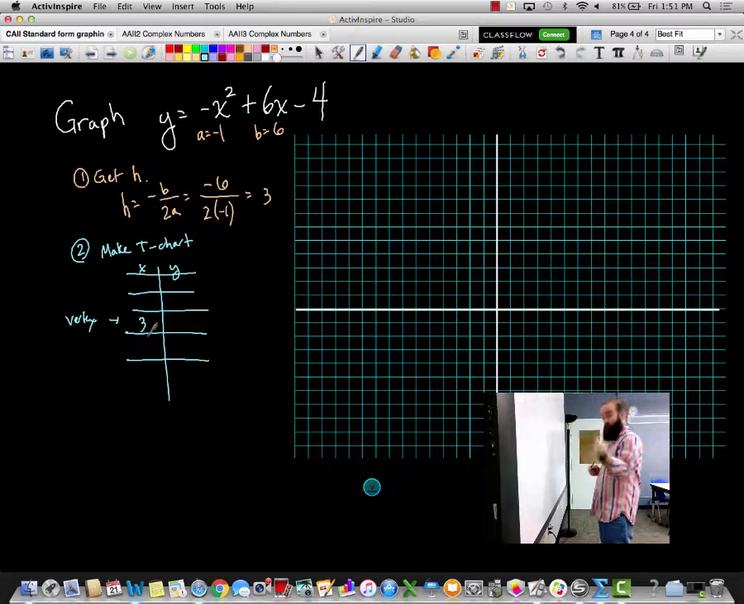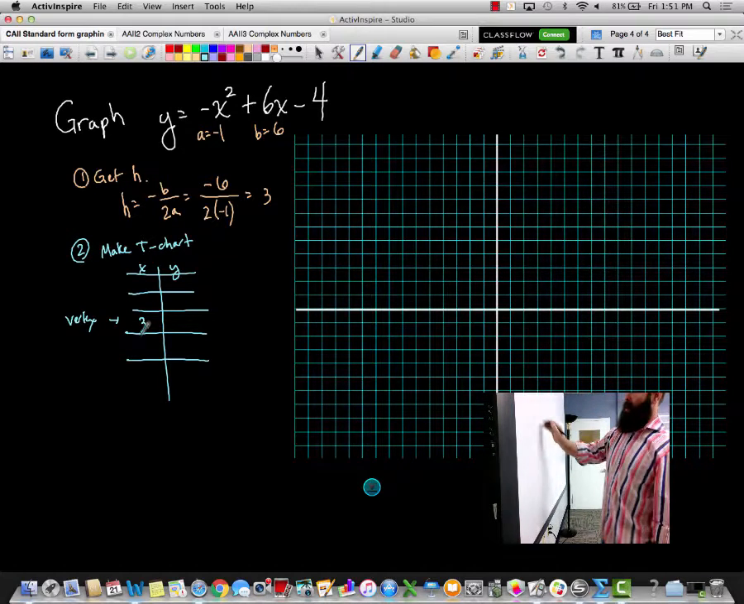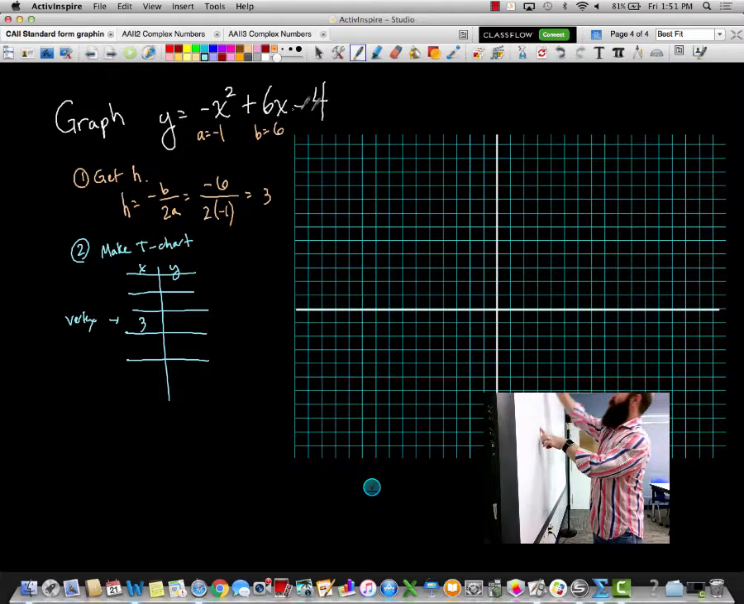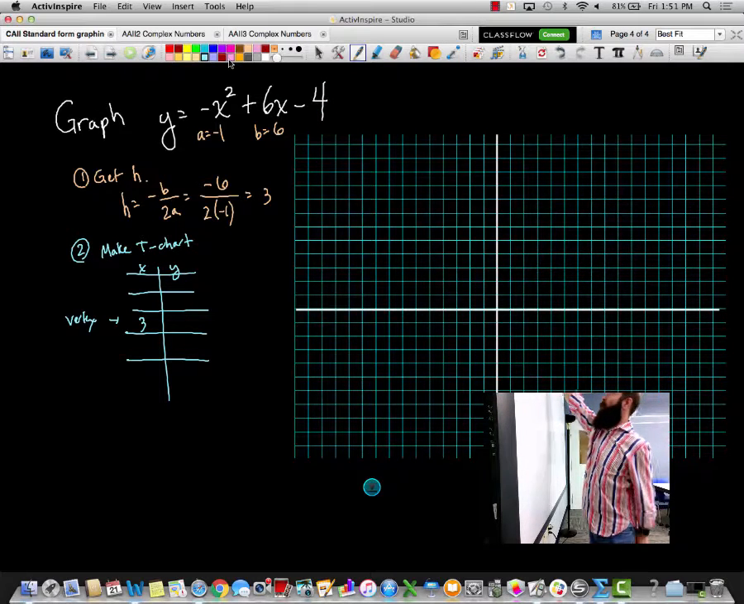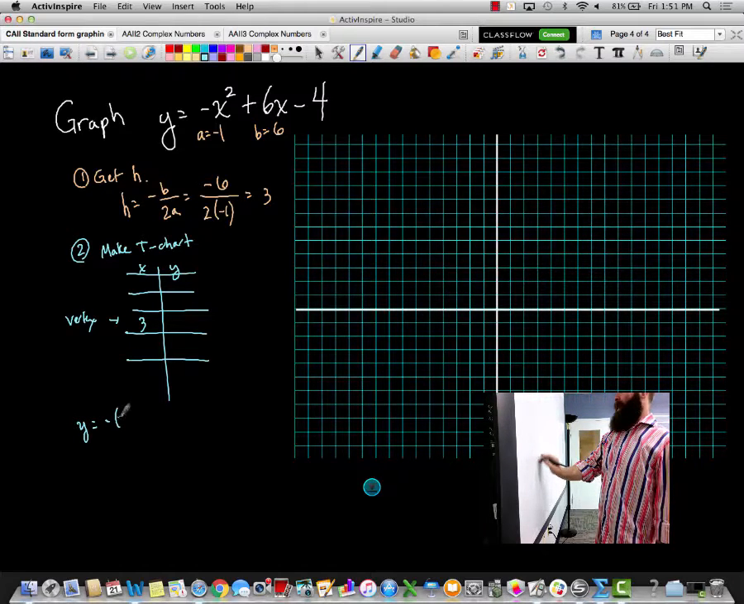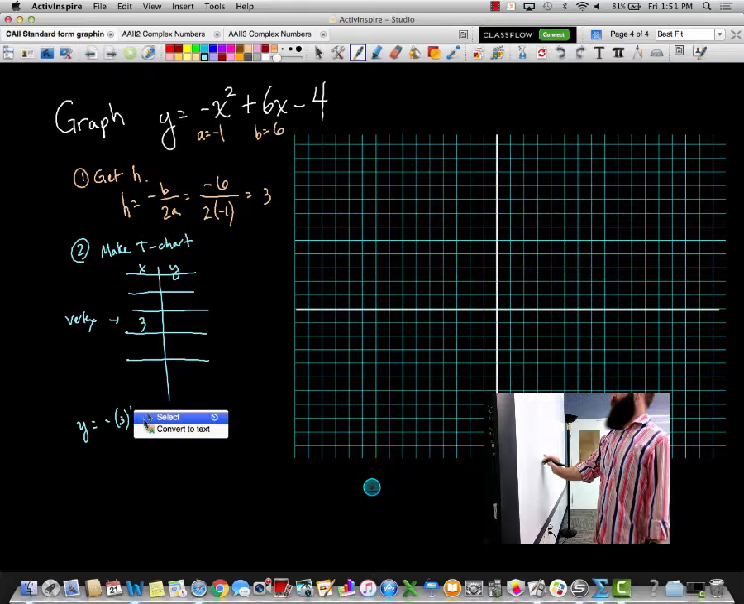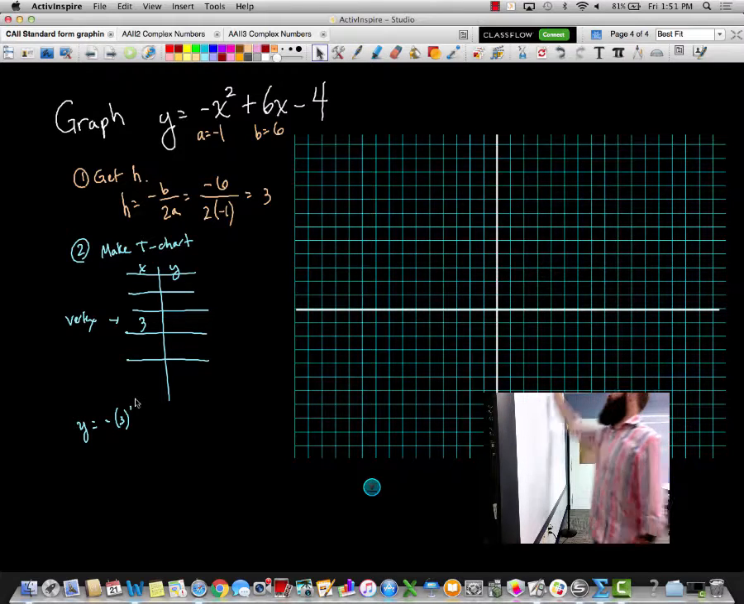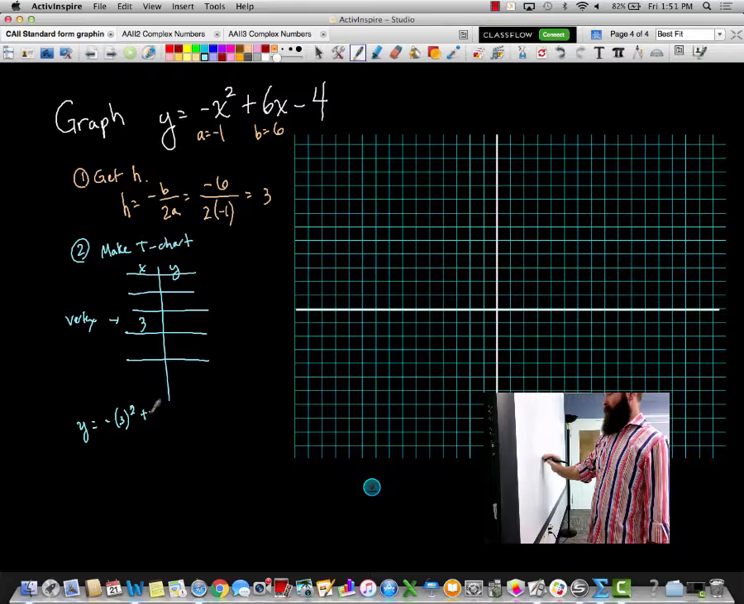So I know the x value of the vertex, it's 3. So to find the y value of the vertex, I'm going to take that 3, and I'm going to plug it in for all the x's up here. So y equals negative 3 squared plus 6 times 3 minus 4.